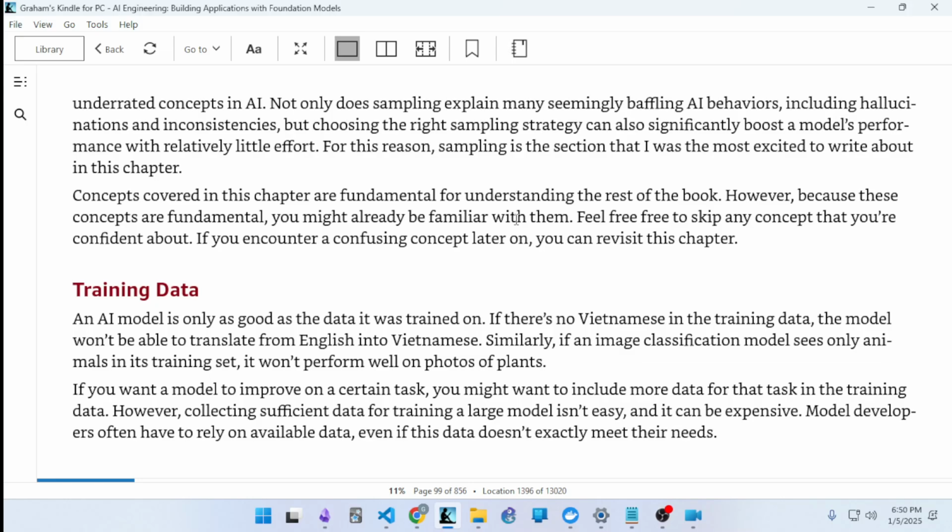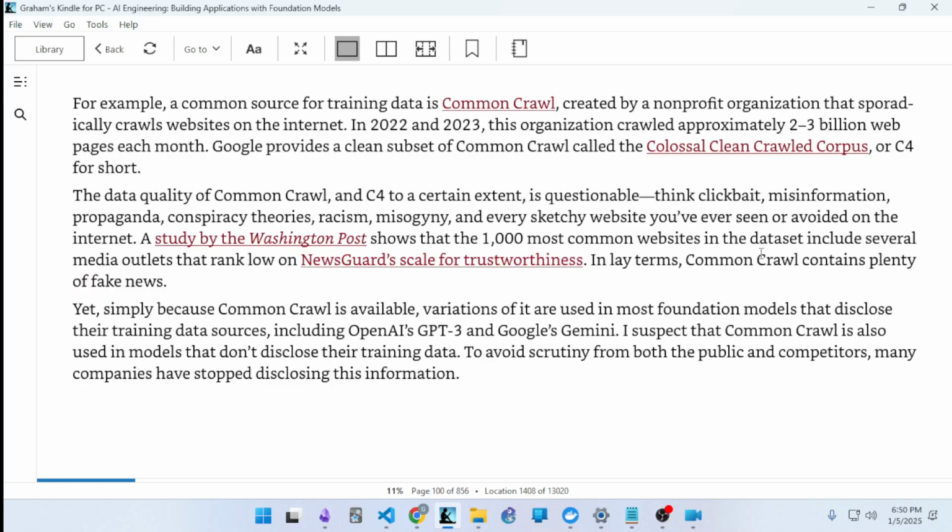However, collecting sufficient data for training a large model isn't easy, and it can be expensive. Model developers often have to rely on available data, even if this data doesn't exactly meet their needs. For example, a common source of training data is Common Crawl, created by a nonprofit organization that sporadically crawls websites on the internet. In 2022 and 2023, this organization crawled approximately 2 to 3 billion web pages each month. Google provides a clean subset of Common Crawl called Colossal Clean Crawled Corpus, or C4 for short.